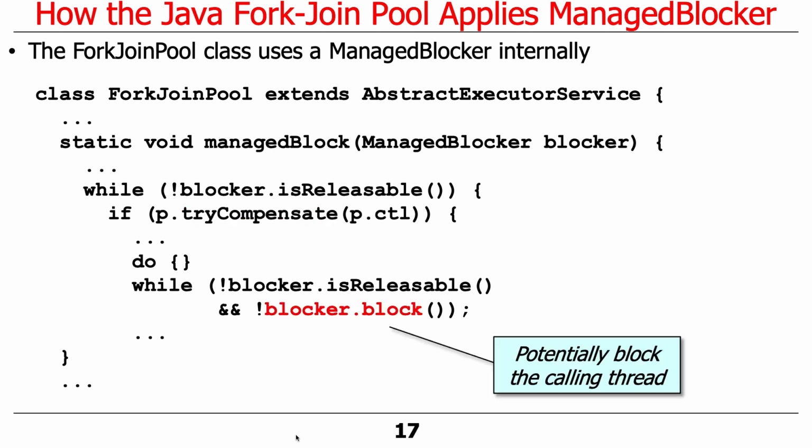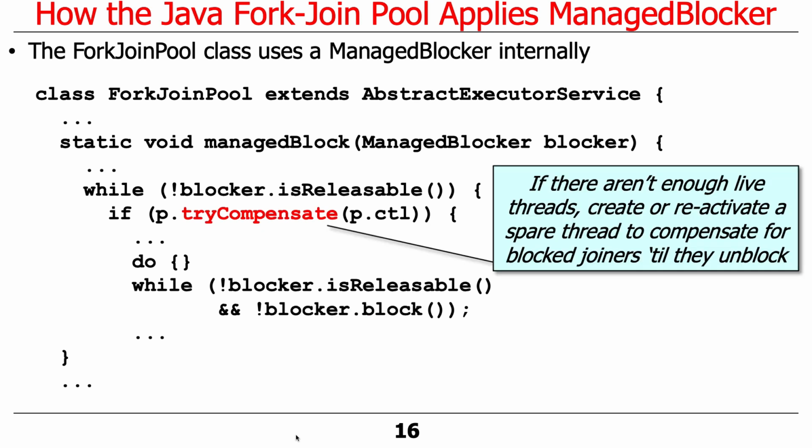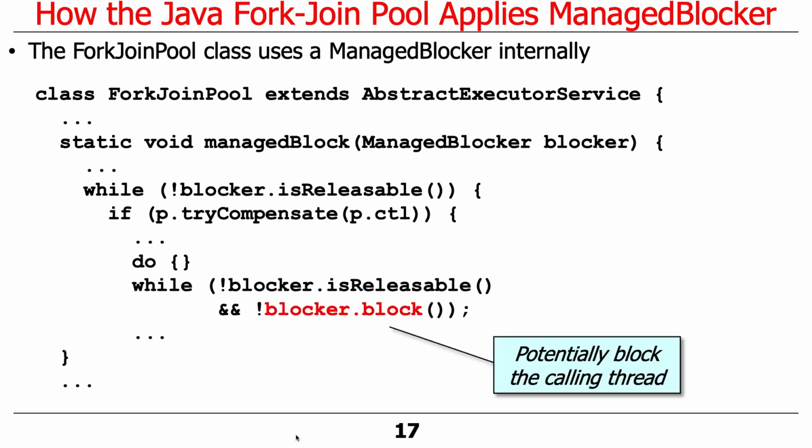And you can see what it does is it goes into this loop and it checks to see if it's releasable, and if it's not releasable, it then goes ahead and tries to block. And this is the call that might potentially block the calling thread. But that's okay, because up here we called try compensate, and that will go ahead and spawn a thread in case we happen to block. So this is how things work under the hood in the framework. You don't actually have to know or really care how this is implemented, but the behavior of the ManagedBlock method is to use this framework mechanism in order to be able to expand the threads so that there's more that could be added if a given operation will block.